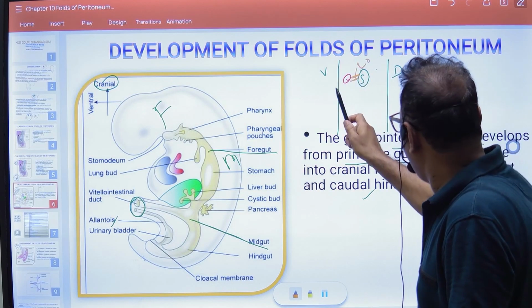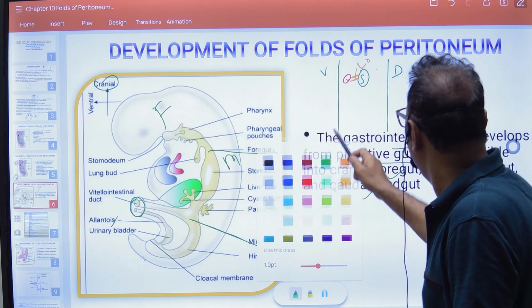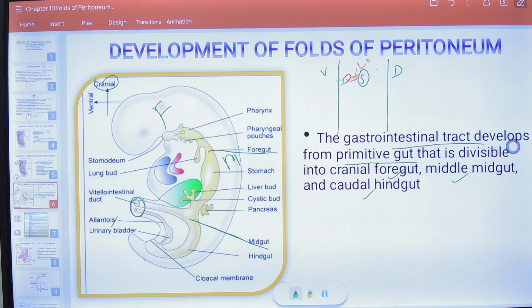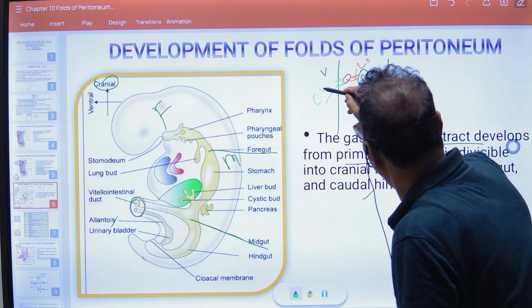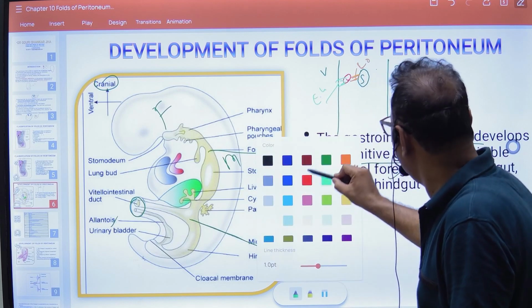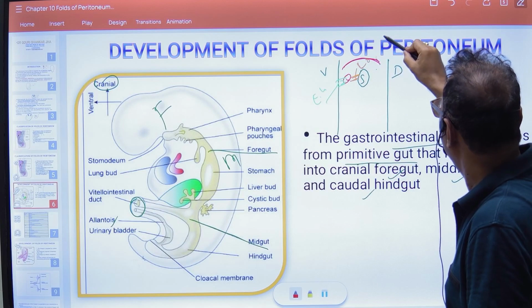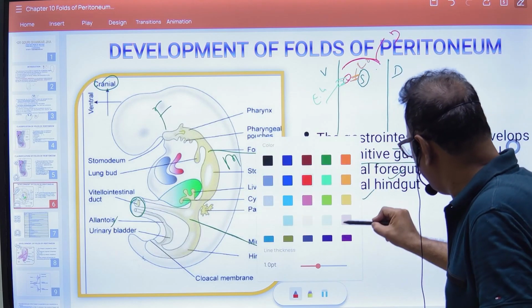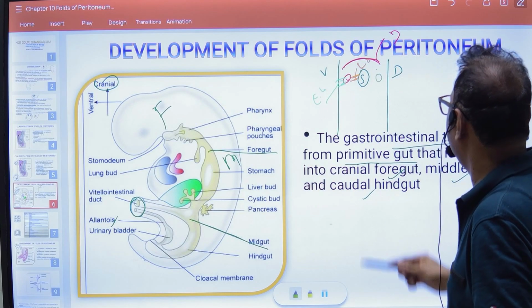And here we have got the liver and the coronary ligament. The liver is connected to the anterior abdominal wall by means of the coronary ligament. At the top, we have got the development of the spleen over the diaphragm. This is the diaphragm, and at this point we have got the development of the spleen over here.